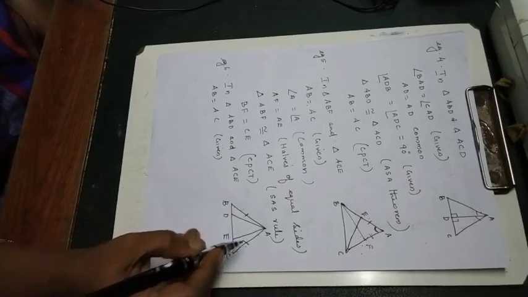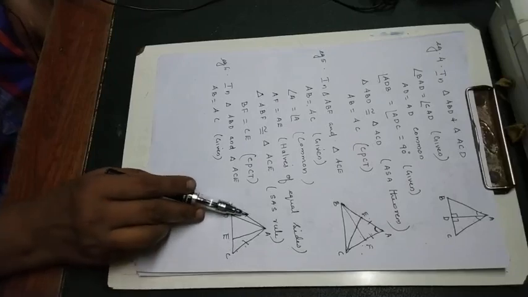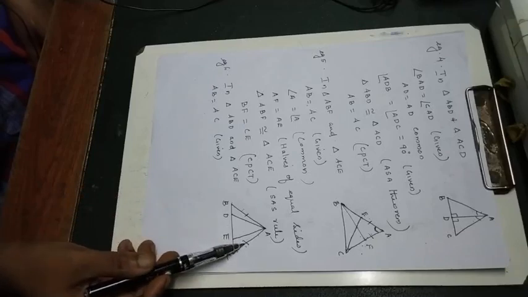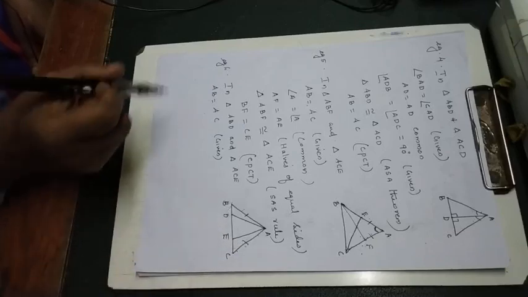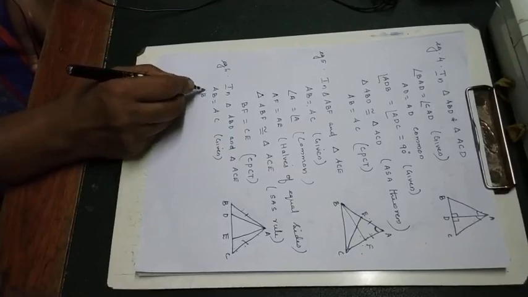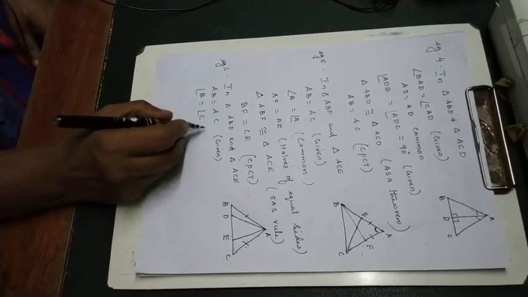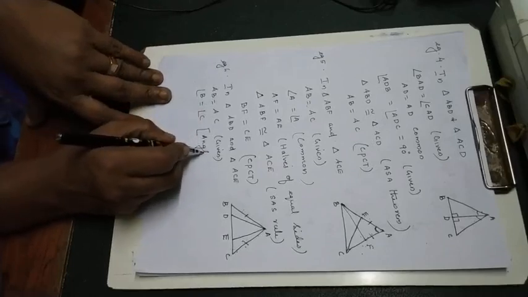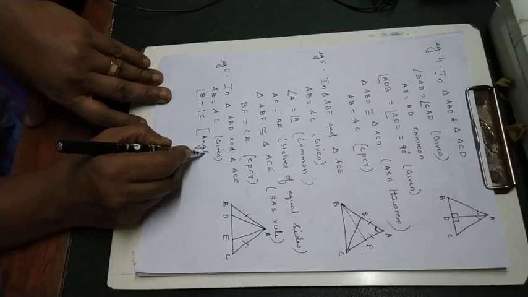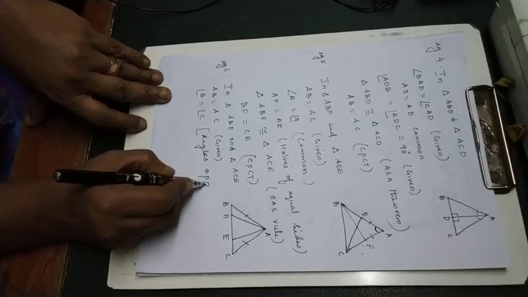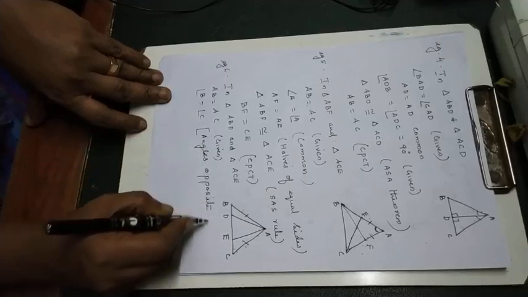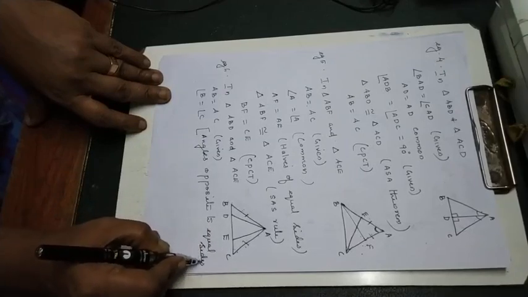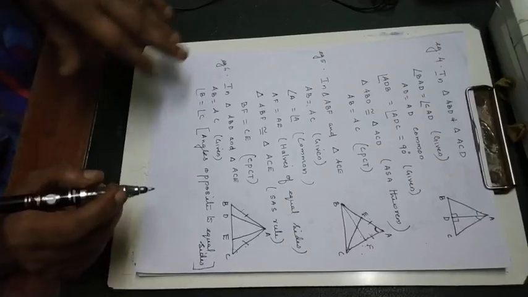So AB equal to AC means angle opposite to AB, that is C, angle C will be equal to angle opposite to AC, that is equal to angle B. So angle B is equal to angle C. So reason you will give angles opposite to equal sides.